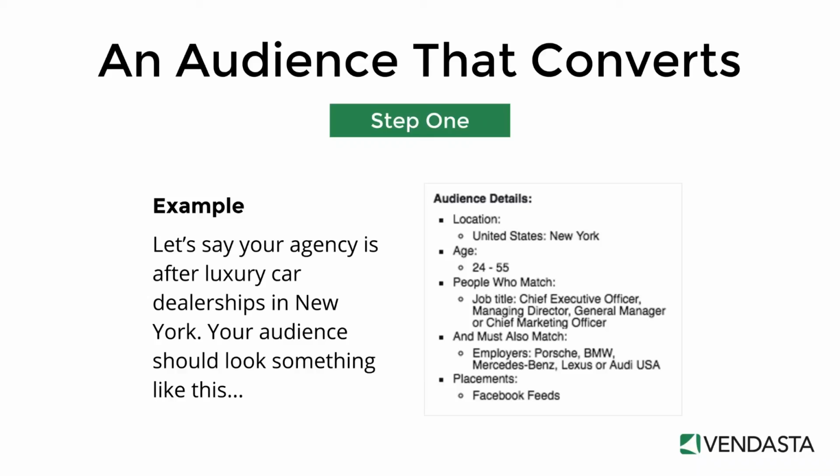For example, let's say your agency is after luxury car dealerships in New York. Your audience should look something like this. Obviously, your location is New York. You know about the age range. And then people who match in job title, CEO, directors, GM, CMOs. And they also must match in terms of employers. So if it's luxury car dealerships, Porsche, BMW, Mercedes-Benz, Lexus, and then you want them to appear in the Facebook feed. A quick tip here, if you create an audience that's complex, chances are that capturing the leads will also be complex. So keep it simple.